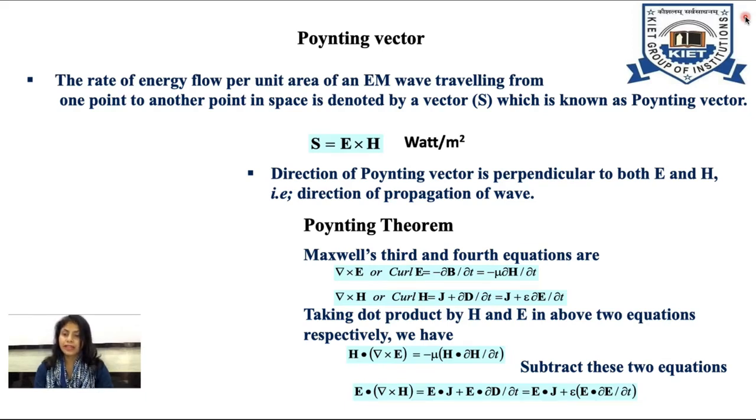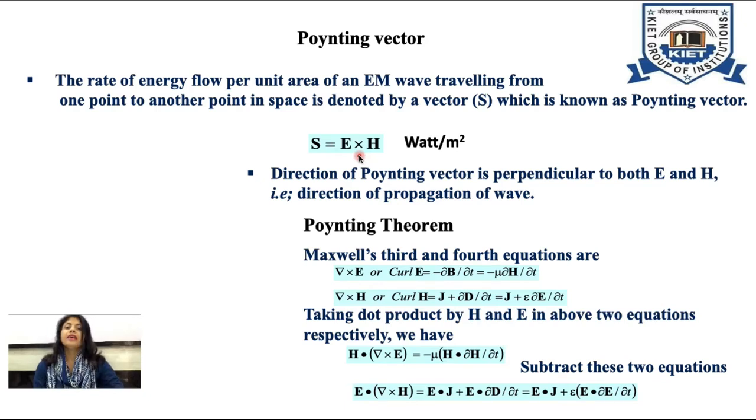Then it transports energy, it transports power in terms of electric field and magnetic field. This power per unit area, or rate of energy flow per unit area, is denoted by a vector which is known as Poynting vector and denoted by vector S. Vector S is equal to E cross H. E cross H means the direction of S is perpendicular to both vector E and H. The direction of propagation is the direction of Poynting vector.